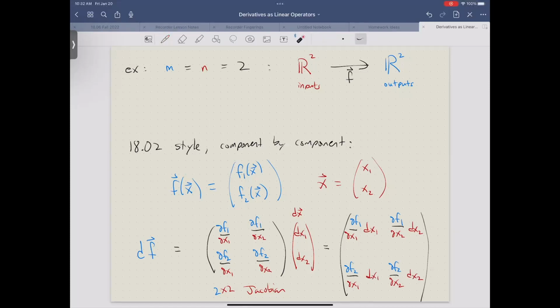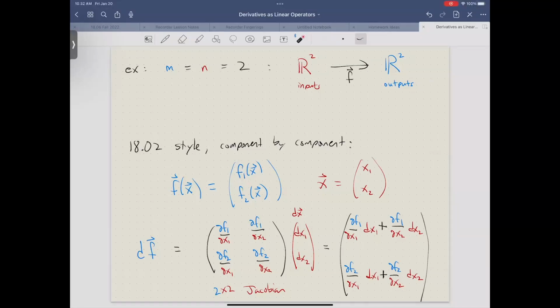I think this is it, right? If I do row times column, I get partial f1 over partial x1 times dx1, which is this, plus partial f1 over partial x2 times dx2, which is this, and the same thing for the other rows, just with f2, right? Oops, I forgot a plus sign. Okay. Right, I have to add them, right?